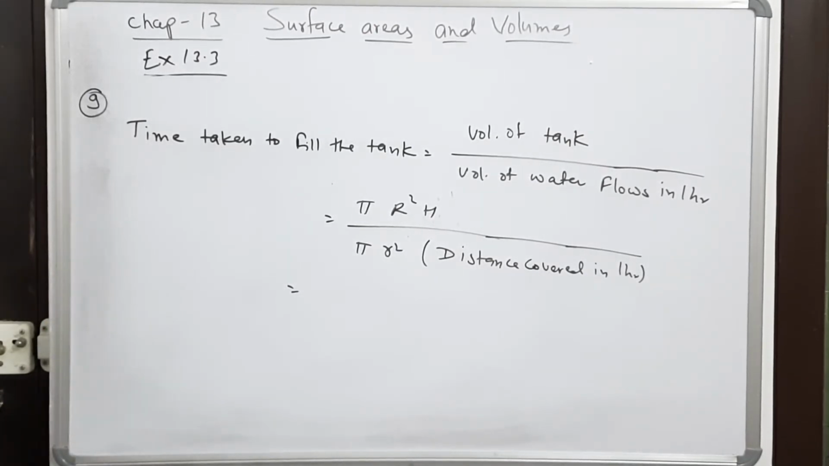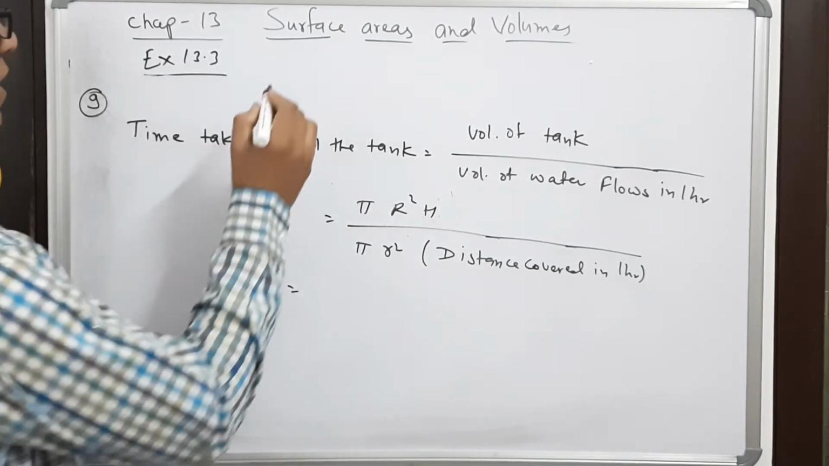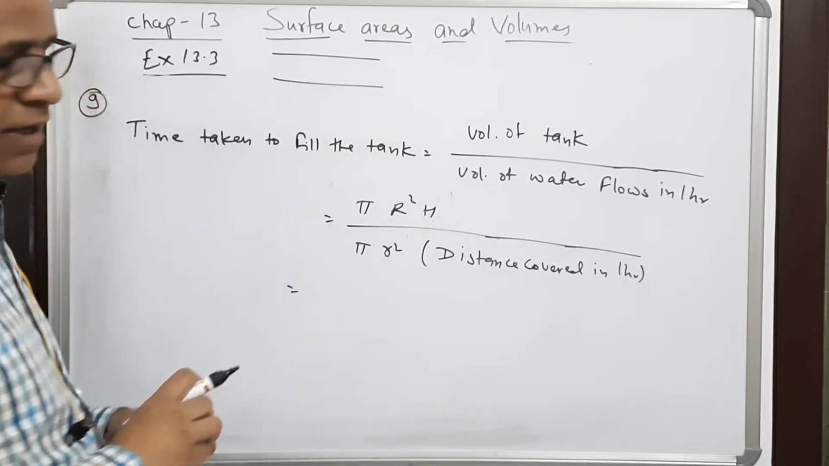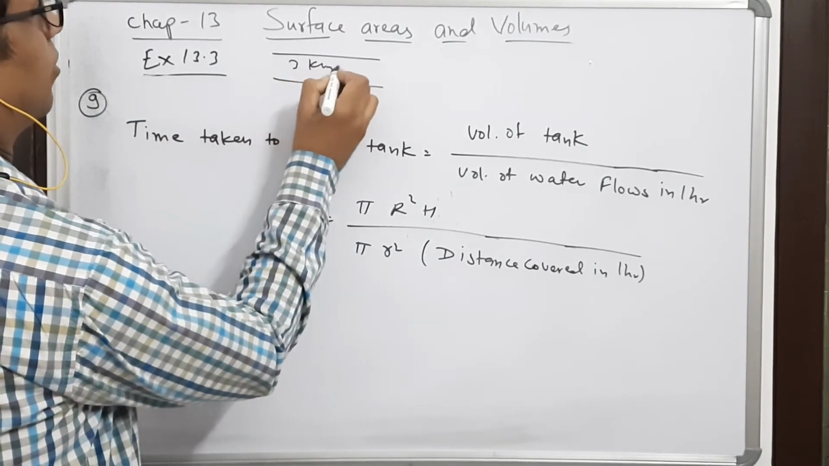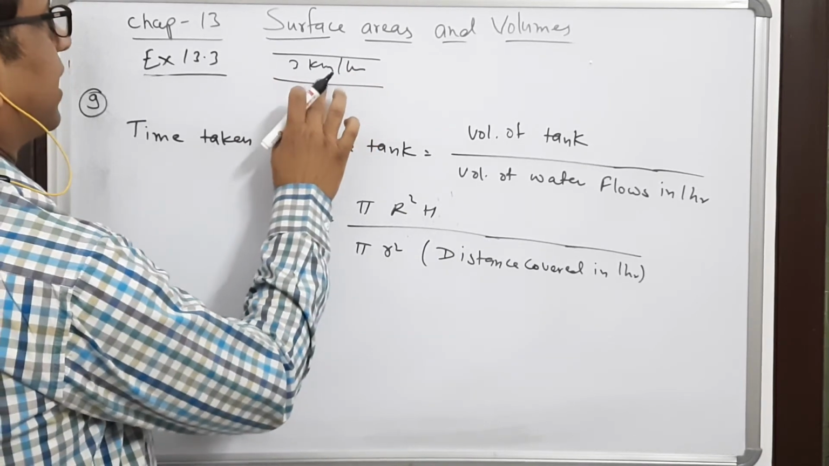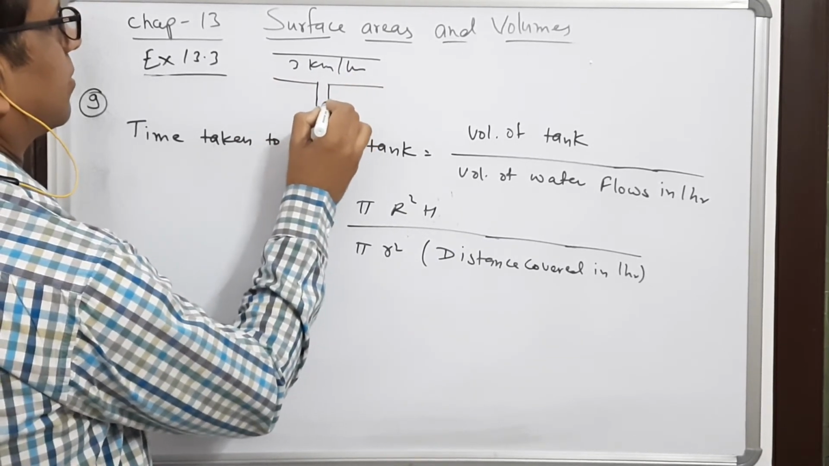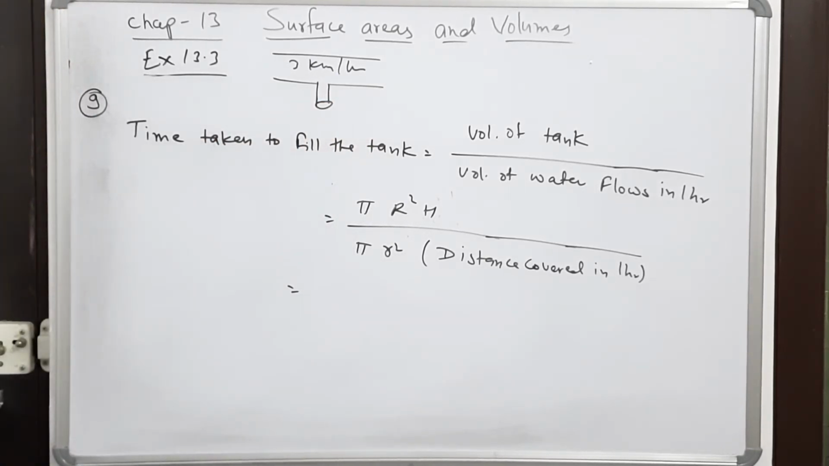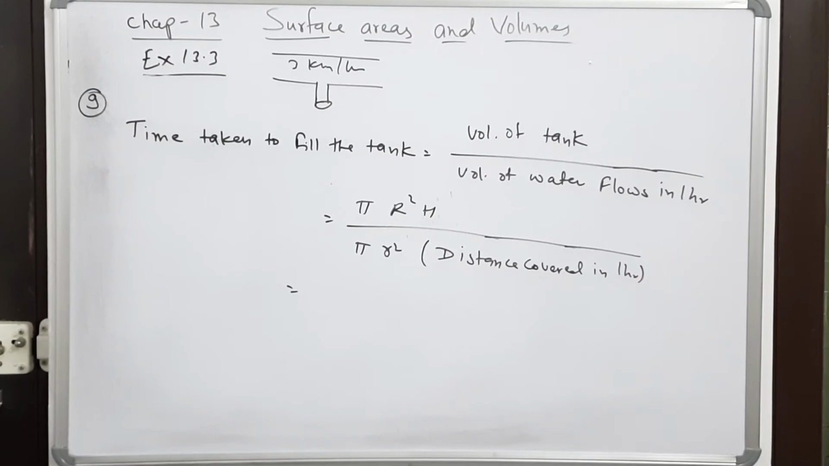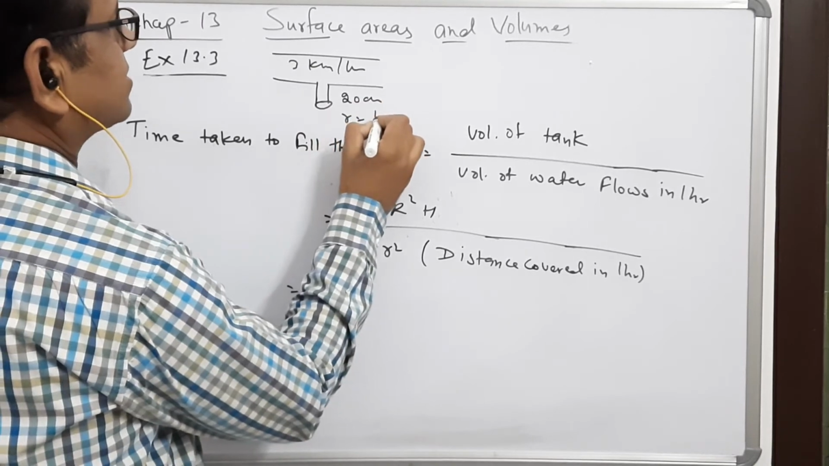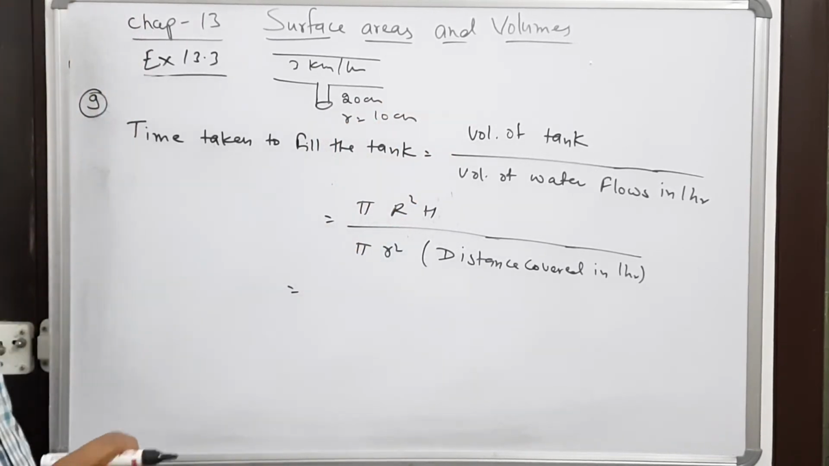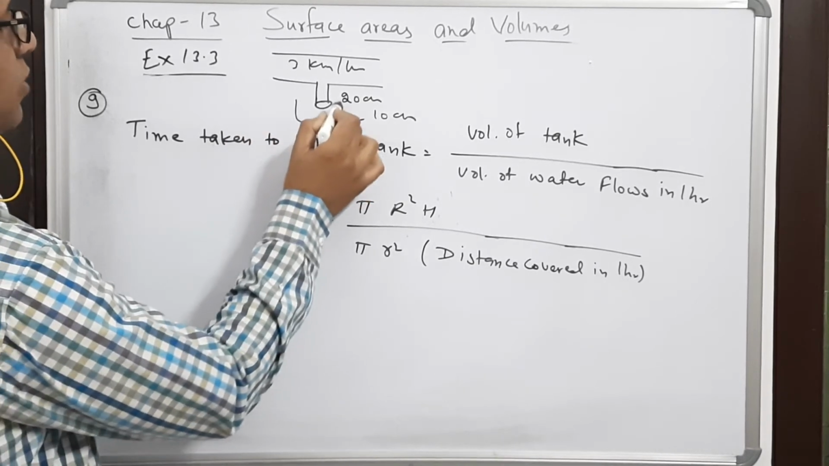Yes, now the last problem of chapter number 13. A canal is flowing and according to the sum, the speed of the canal is 3 km per hour. Now from this canal, one connection is taken through a pipe. The diameter of the pipe is, please see the data nicely, 20 centimeters. So what is the radius? 10 centimeters. Now this pipe is connected to a cylinder.